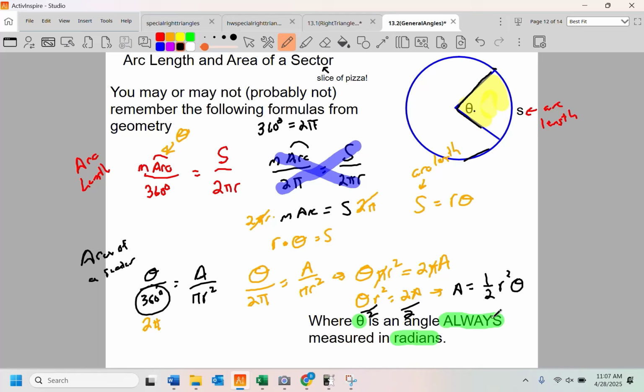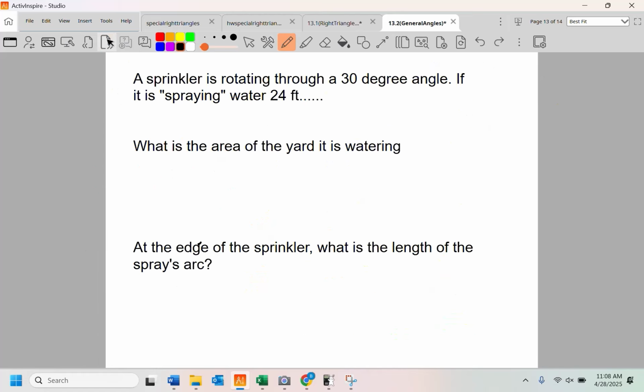Now look at this disclaimer. Because I was using twice pi, it's a radian. Theta is always a stinking radian. So you can go back and use old geometry formulas if you want, or you can use these, which is how I will instruct because we are learning radians. Arc length is r theta, area is 1/2 r squared theta.